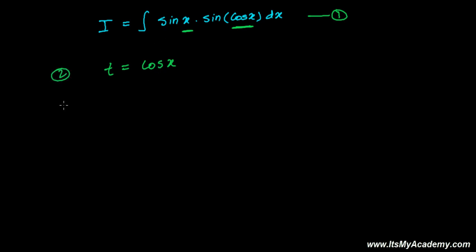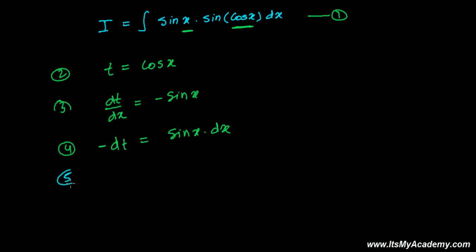That's my second step. And my third step is differentiating this with respect to x, so that I can replace this dx. So dt over dx is the derivative of cos x, that's minus sin x. And the fourth step is getting a relationship to replace this dx properly. So here I can say dt equals minus sin x times dx. I'm keeping this negative sign for a while here.